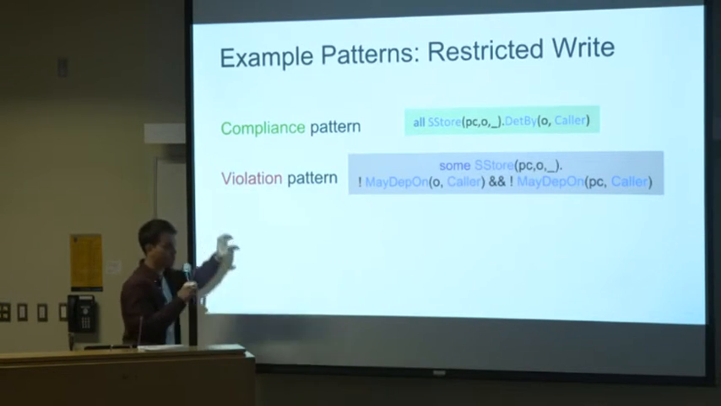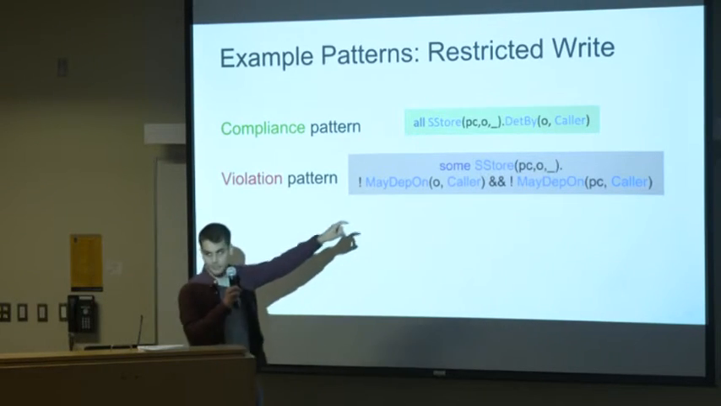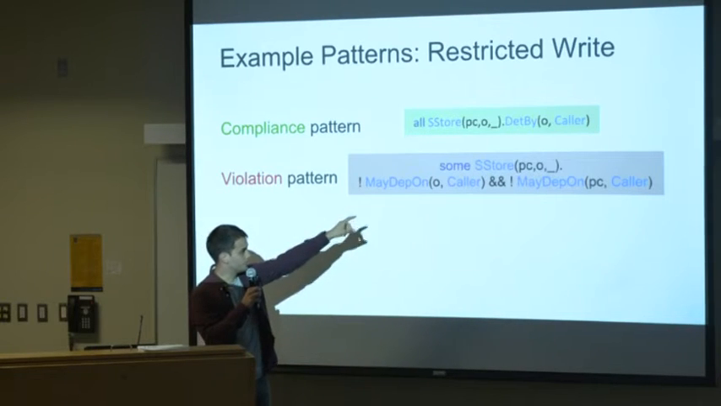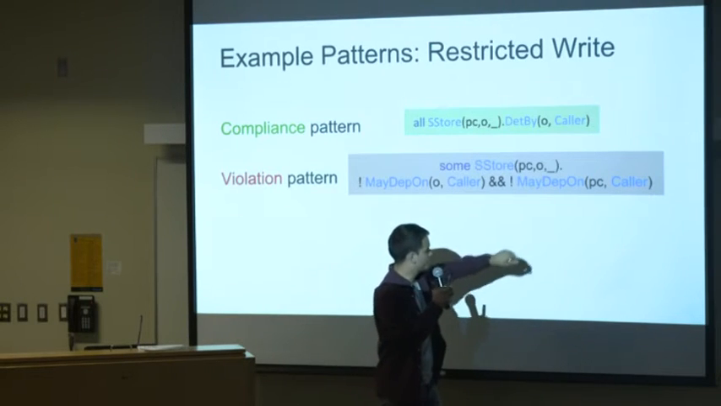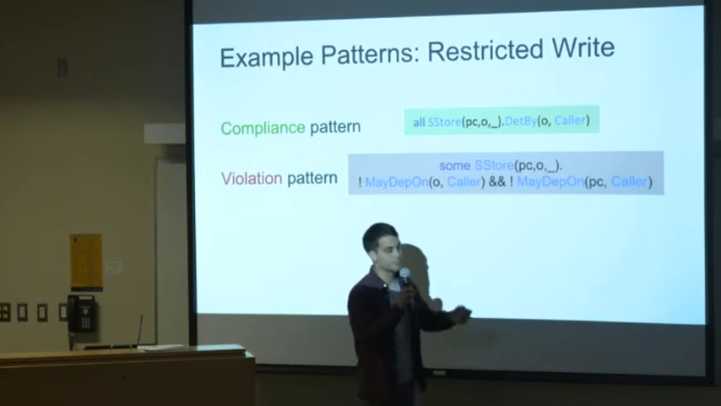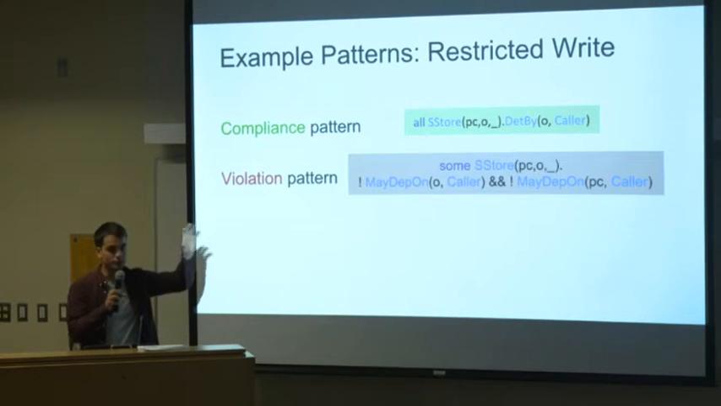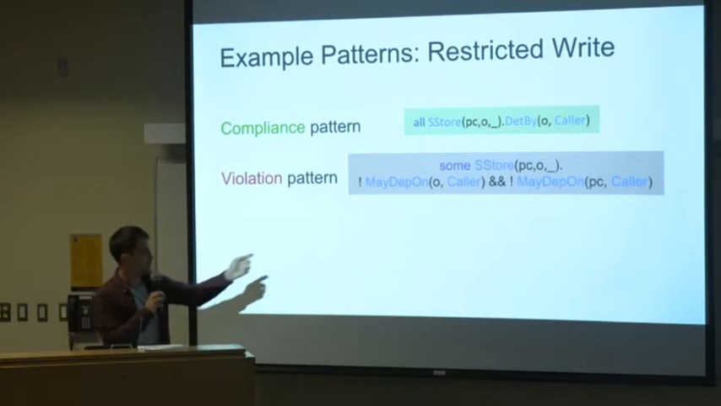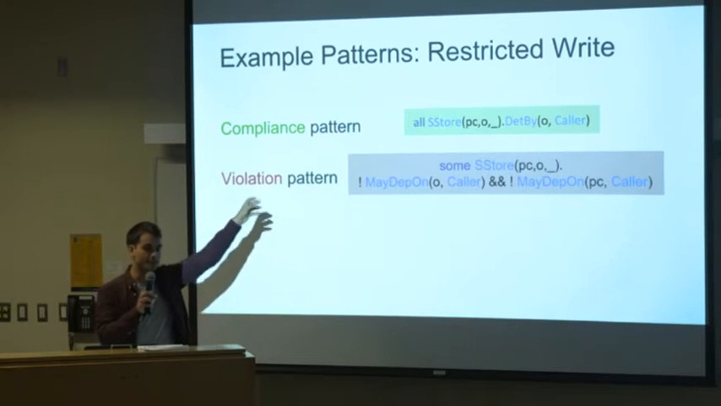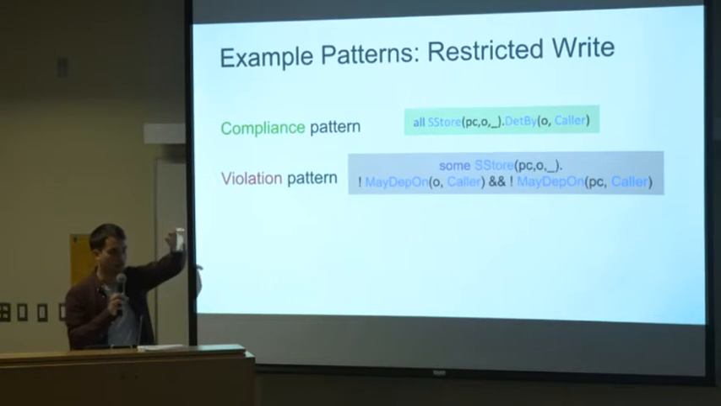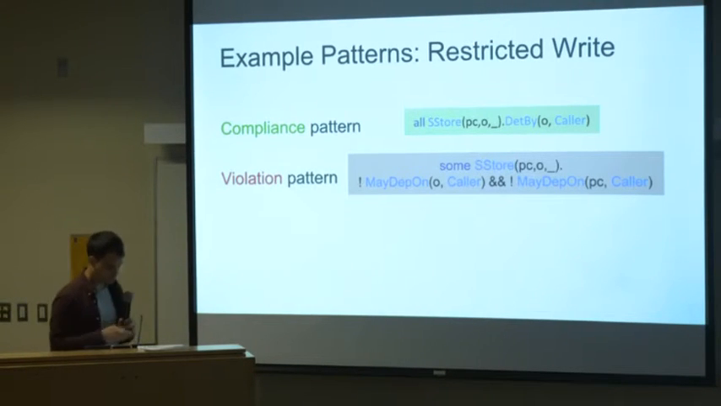A violation pattern, where you actually violate the property, would be that there is some SSTORE to an offset O in which the offset does not depend on the caller, and in which the program counter does not depend on the caller. So for instance, it is fine in some examples that the owner can do anything in the contract. And that's why you have this second condition: if you have a check that does, for instance, is message sender equal to owner, then it's okay, because you do have this check and this awareness of what you're doing.